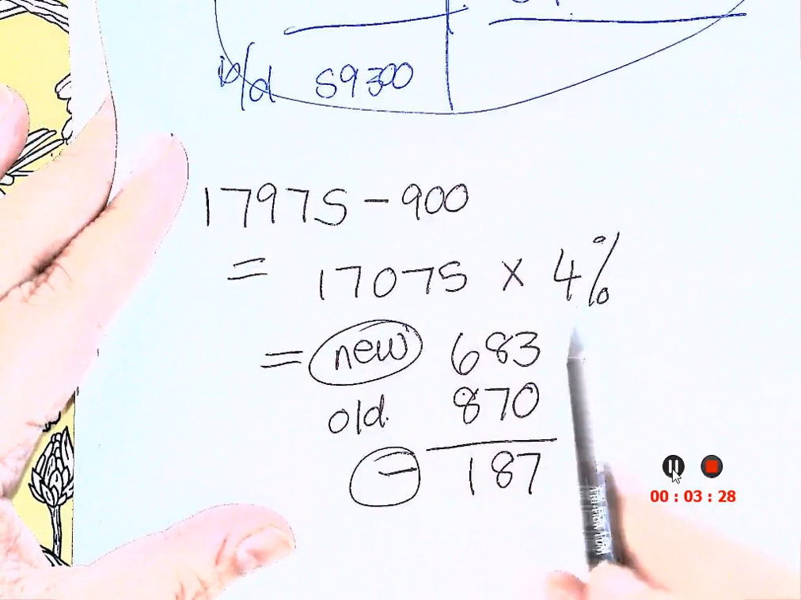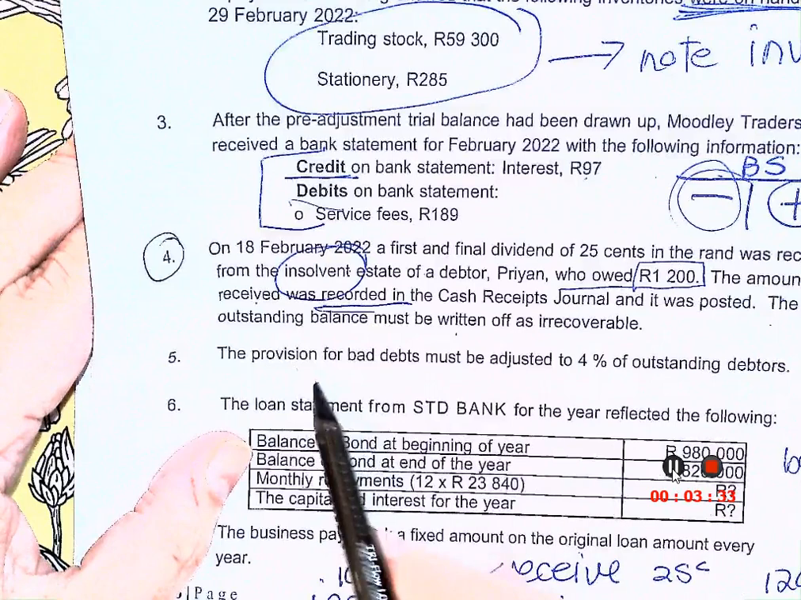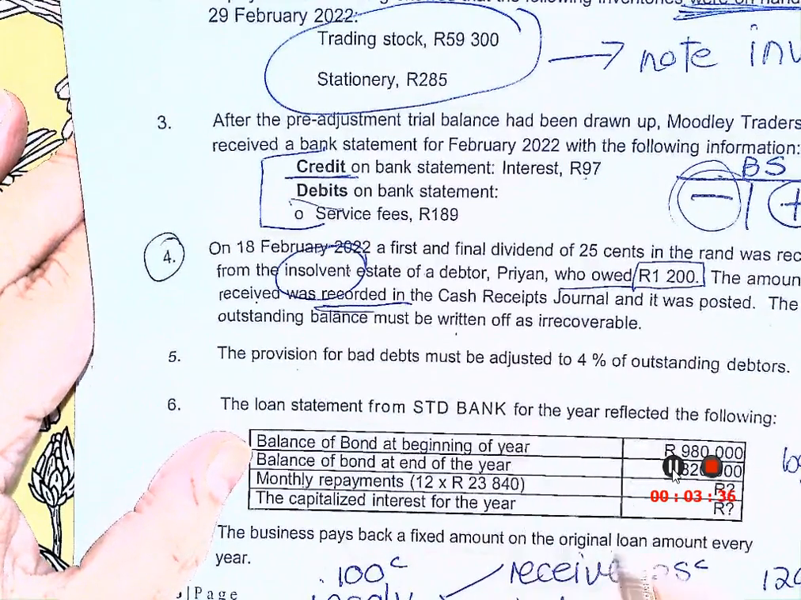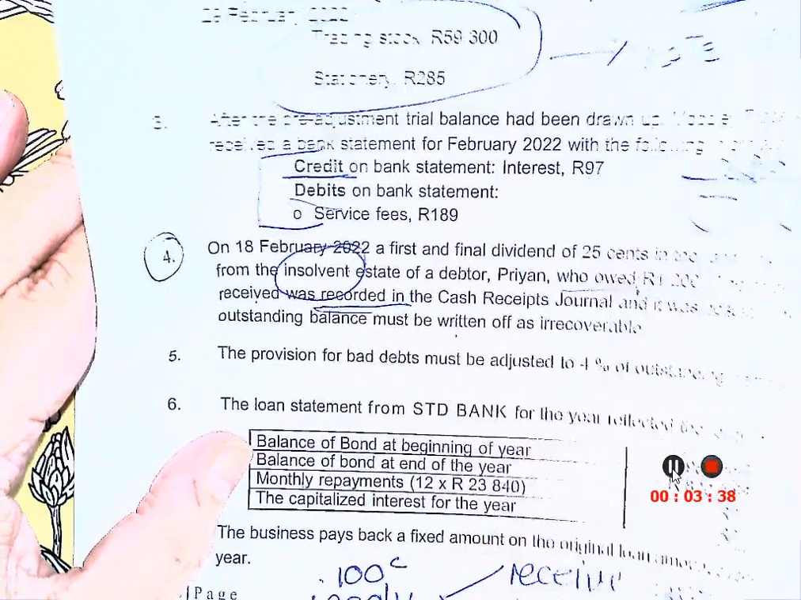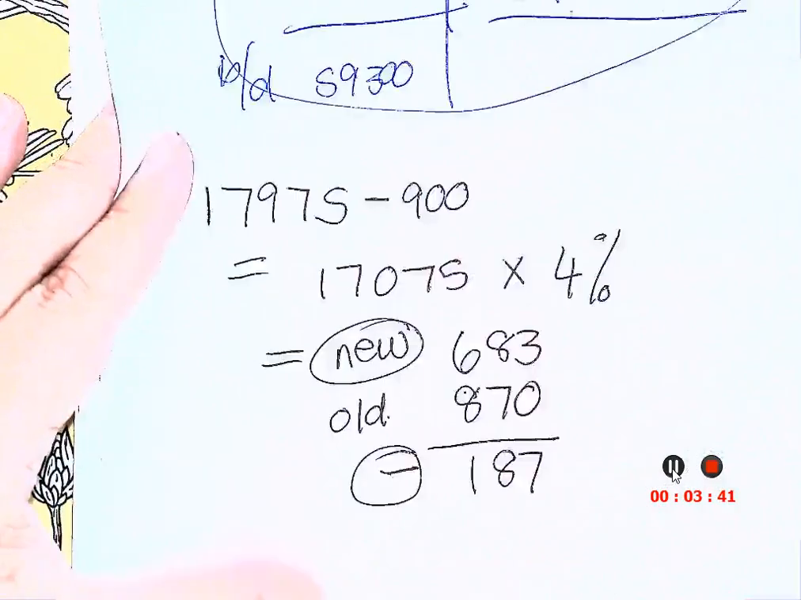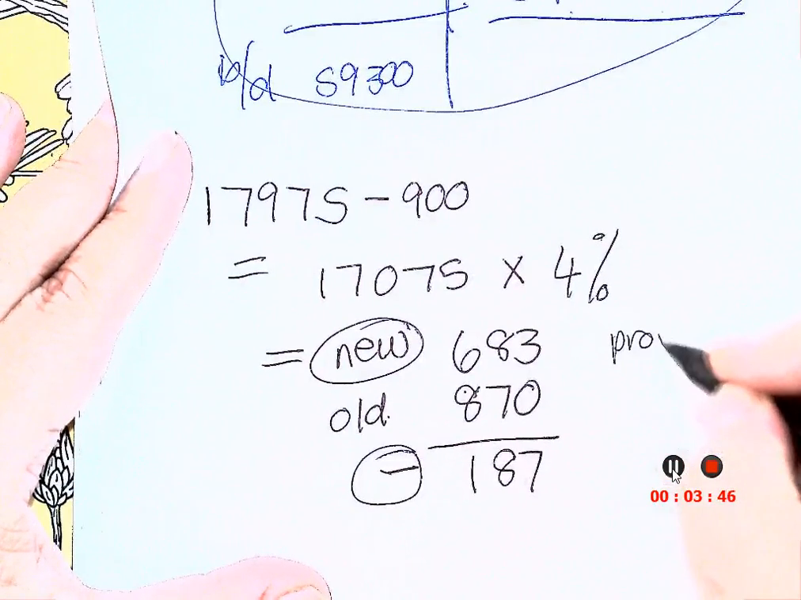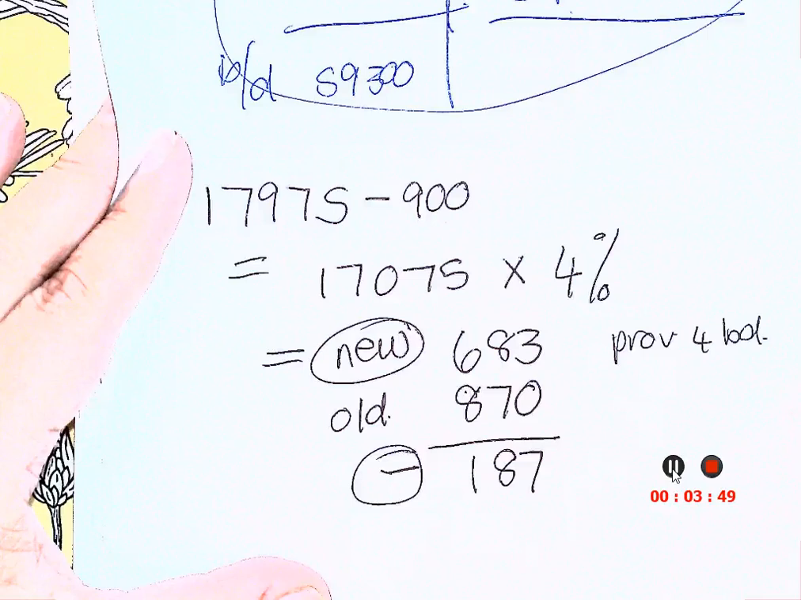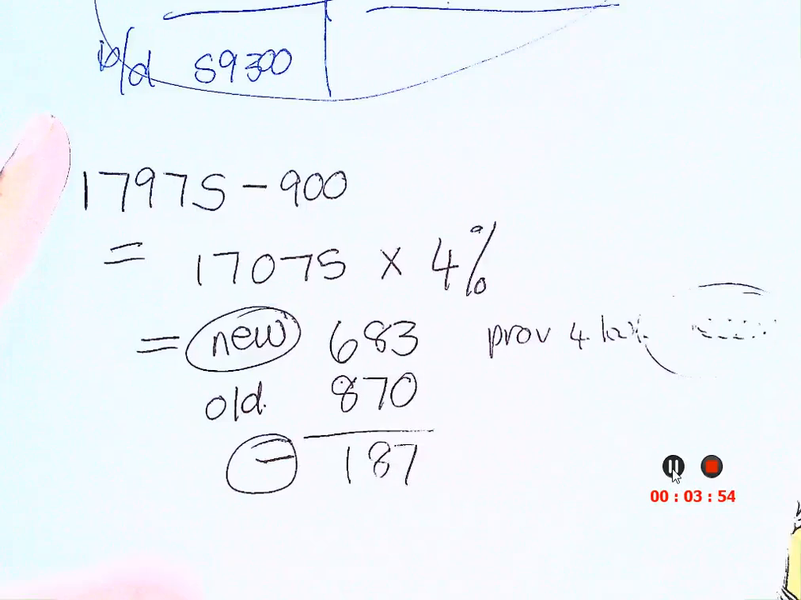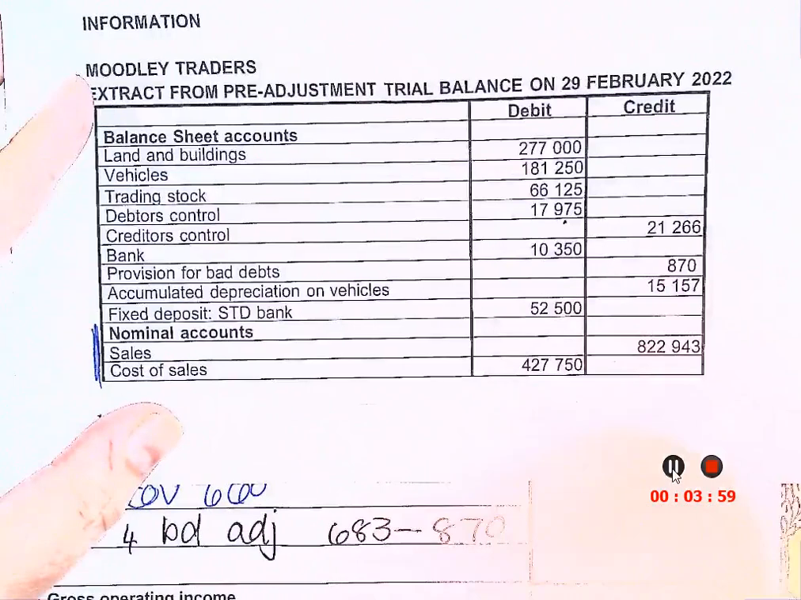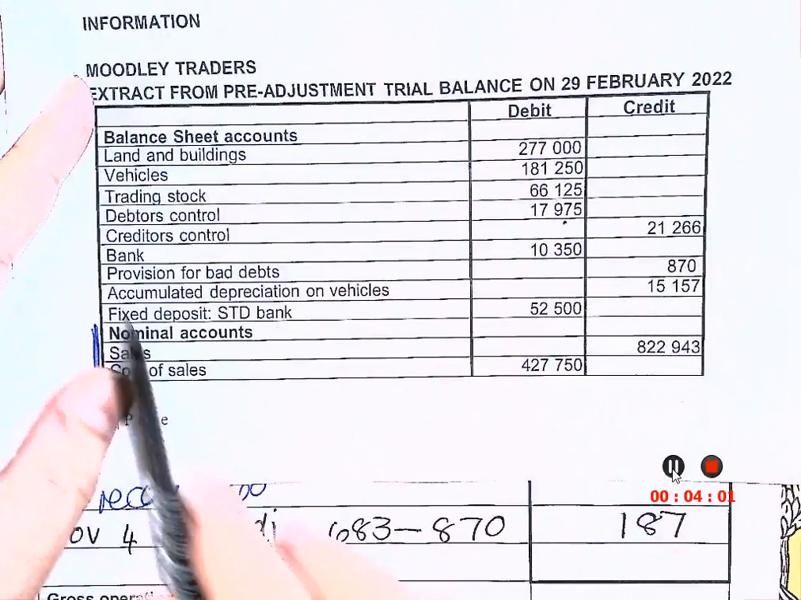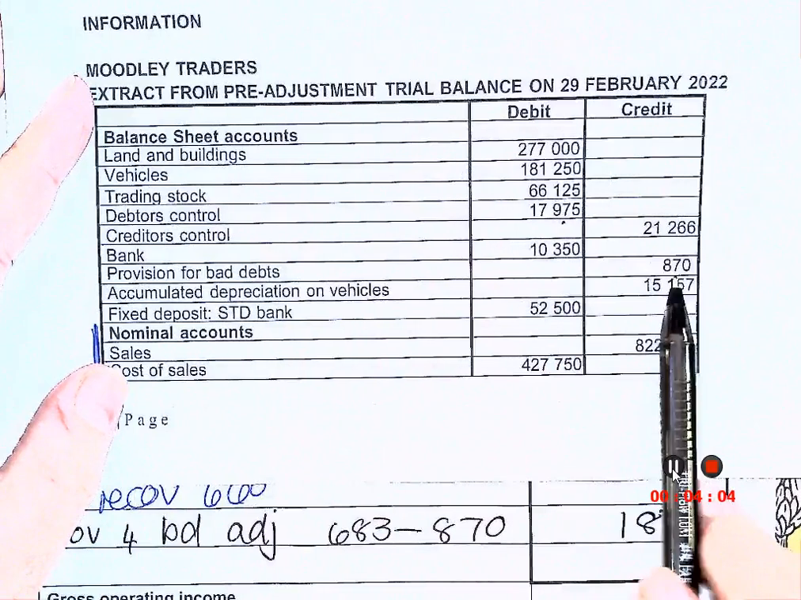My debtors control, they say to me in the adjustment, I need to adjust provision for bad debts to 4% of outstanding debtors. Right. So 4% of my debtors gives me 683. So this is now my provision for bad debt that I'm going to take to receivables. Now I'm going to look for the old provision. So this I find in the pre-adjustment trial balance. It says provision for bad debts 870.